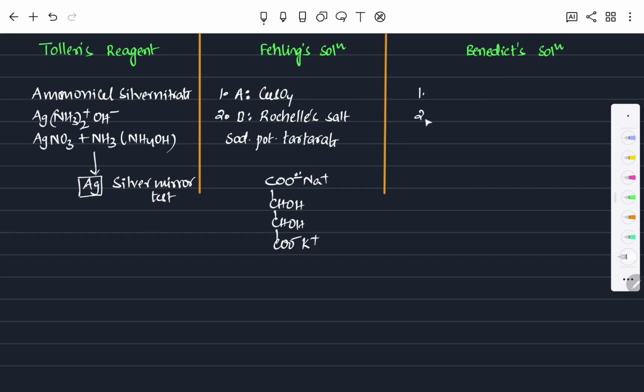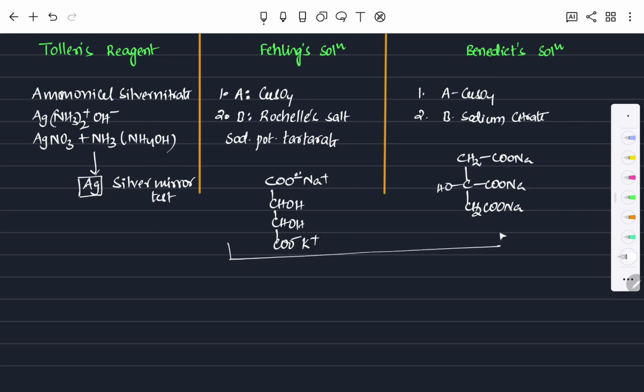Benedict solution, again two types: Benedict A and Benedict B. Benedict A is CuSO4, and Benedict B is sodium citrate. The structure is CH2COONa, COH COONa, CH2COONa. So it is sodium citrate. All the solutions are basic in nature. Tollens, Fehling, Benedict, all are basic in nature.